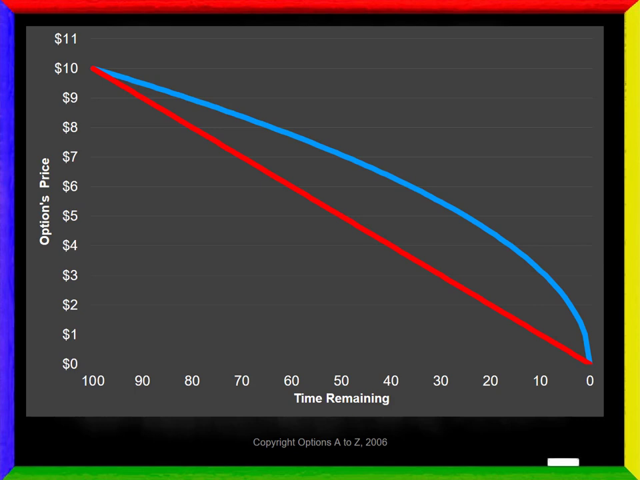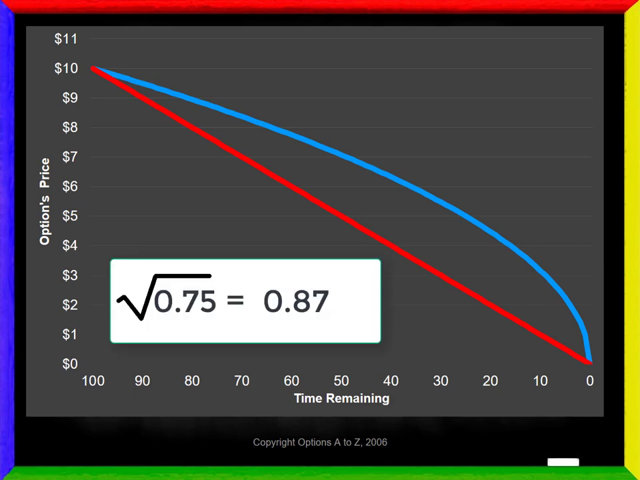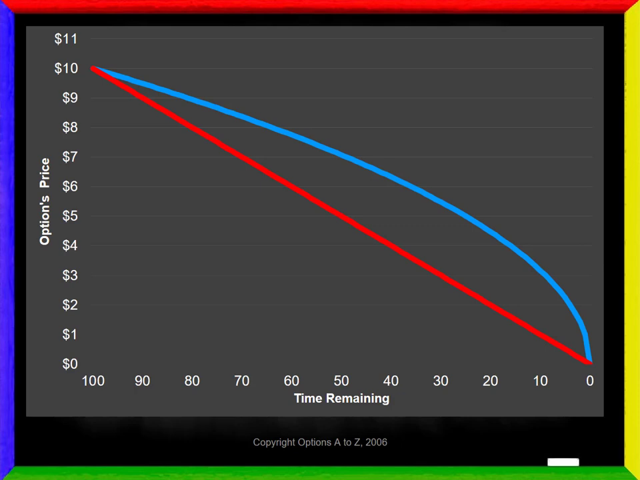So for example, what happens to the options price when 75% of the time remains? Take the square root of 0.75, and you'll get an answer of about 0.87. That means when 75% of the time remains, the option will retain 87% of its value, which is to say that it's lost 13% of its value. And you can see here on the graph, that's exactly where it lines up. When 75% of the time remains, the option is priced here at 87% of its initial $10 value, or about $8.70. Let's try another one.